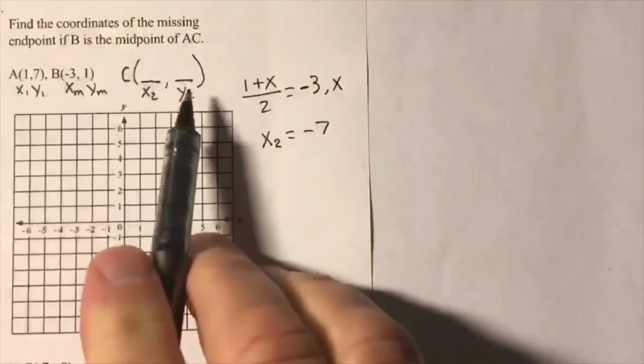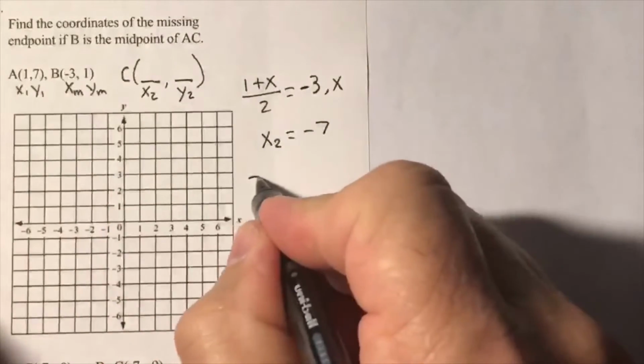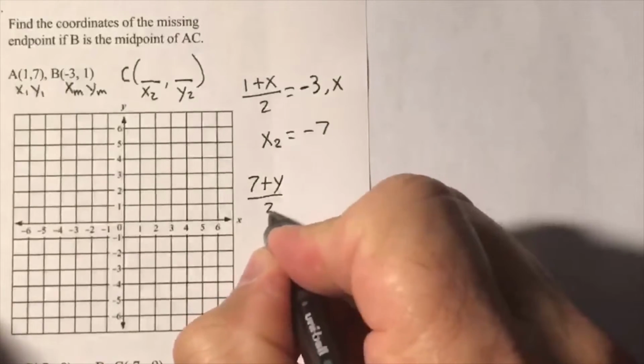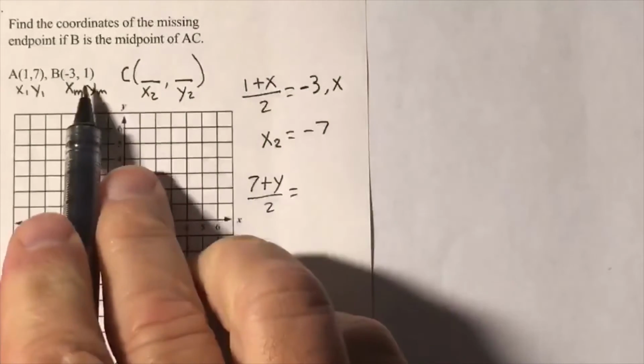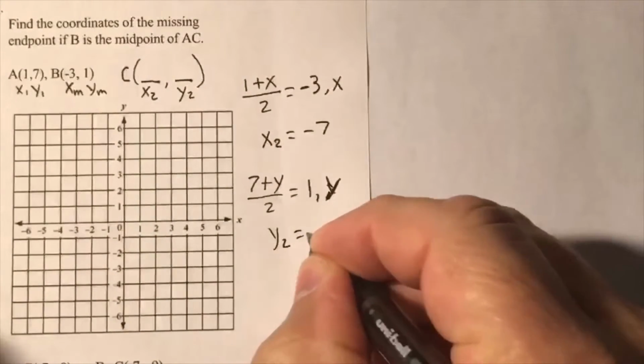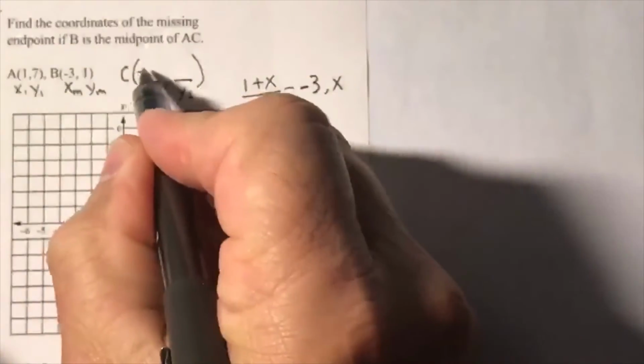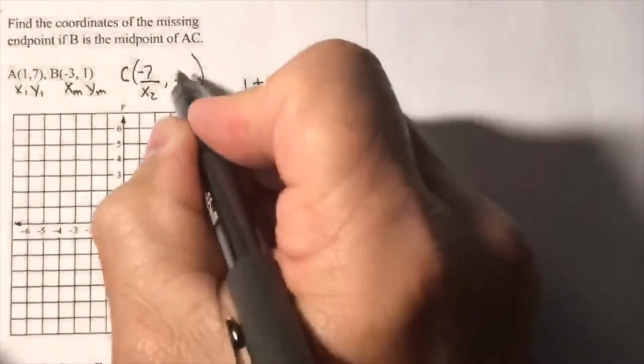Again for the y's, I'm going to take 7 plus y over 2 and set that equal to the y coordinate of the midpoint, 1. Comma y. y2 is equal to -5. So my x2 is -7 and my y2 is -5.